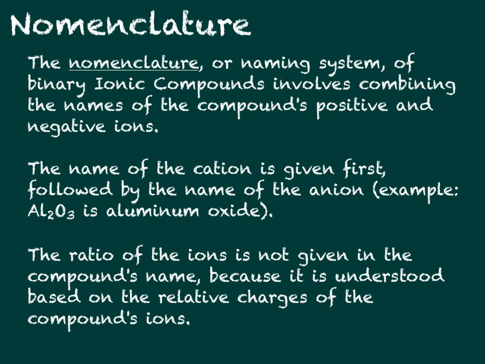For example, Al2O3 is aluminum oxide. We know that aluminum is the positive ion, and oxide is the negative ion. So the formula and the name follow with the positive ion first, the negative ion second. The ratio of the ions is not given in the name because it's understood based on the relative charges of the compound's ions. So again, we're talking about ionic compounds here, and the charges are where we're getting this information from. And if you know the charges, then you don't have to look them up.